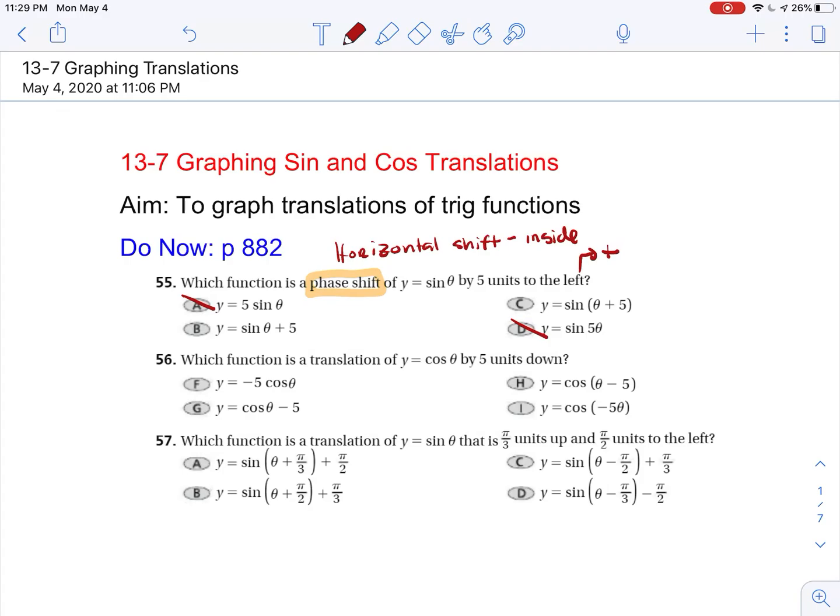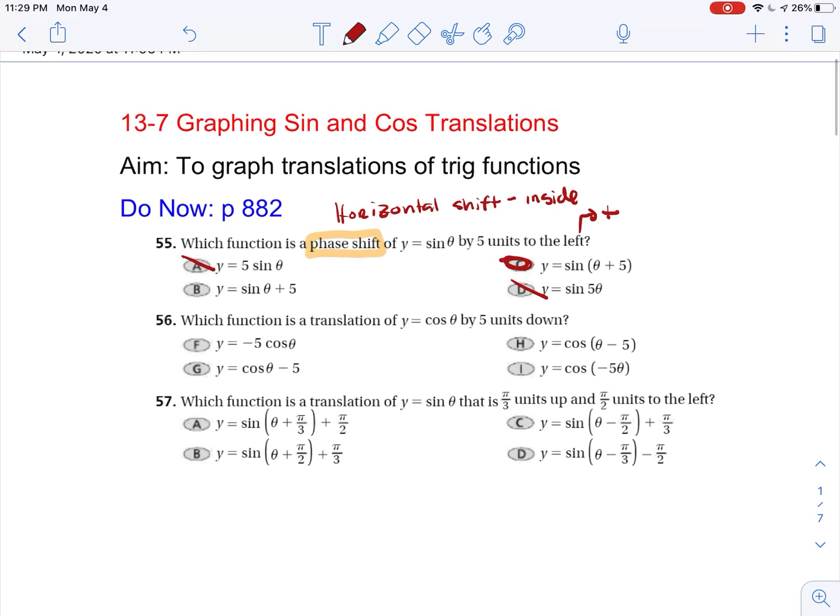So we can immediately rule out A and D because there's no plus, and we have to choose between B and C. Which one of these has the plus 5 on the inside of the function? Well, that would be choice C because 5 is inside the parentheses. Choice B would actually be a shift up 5 units.